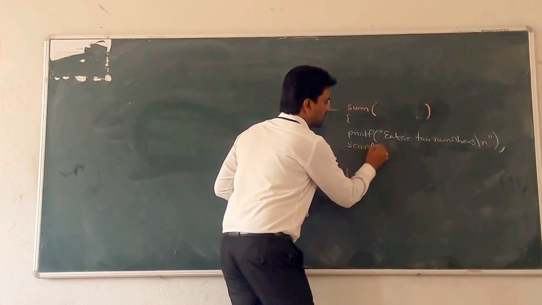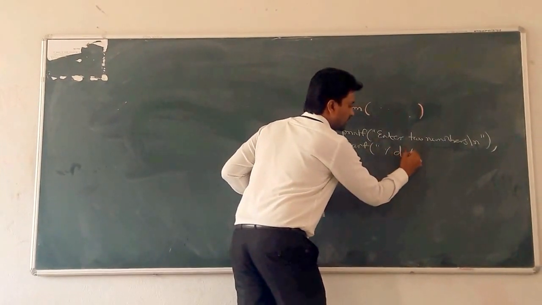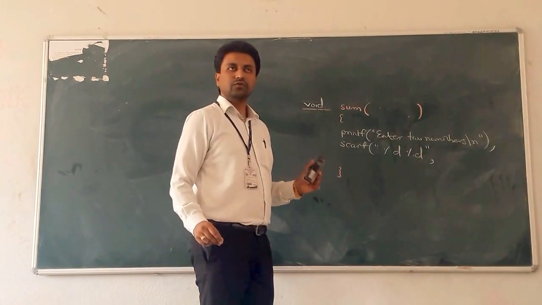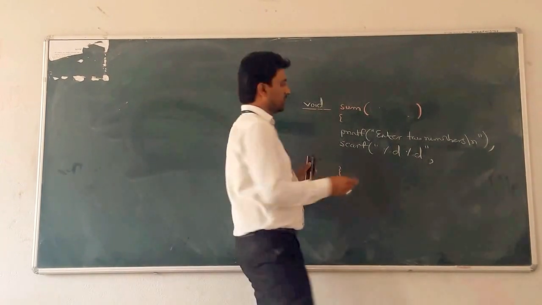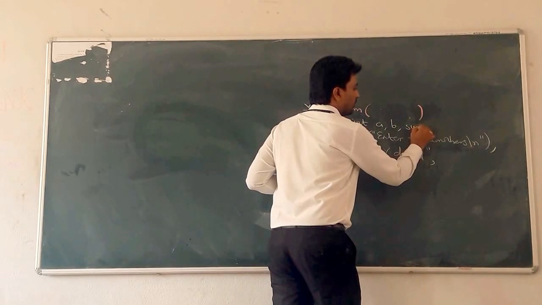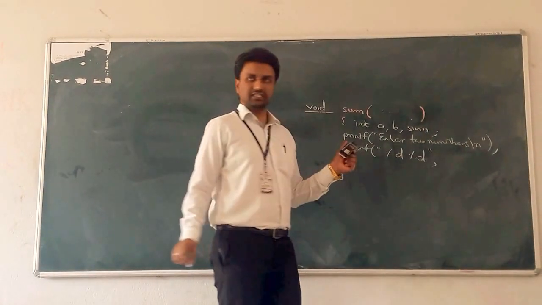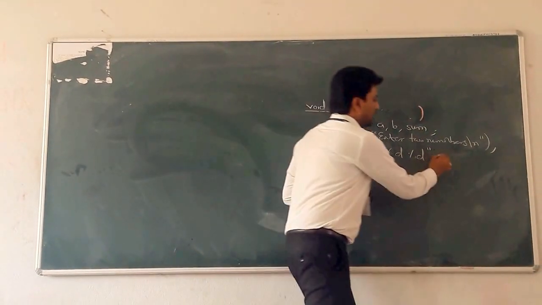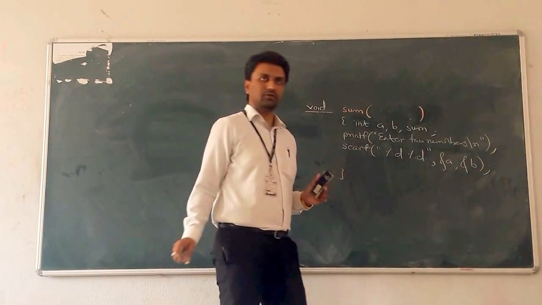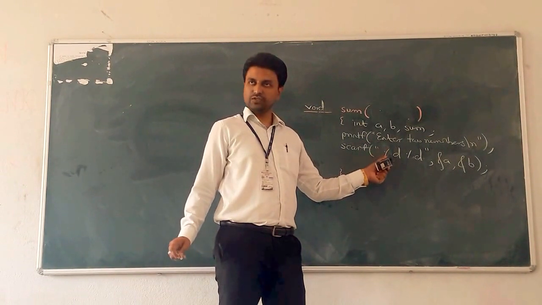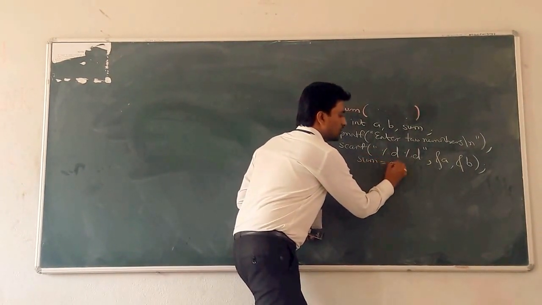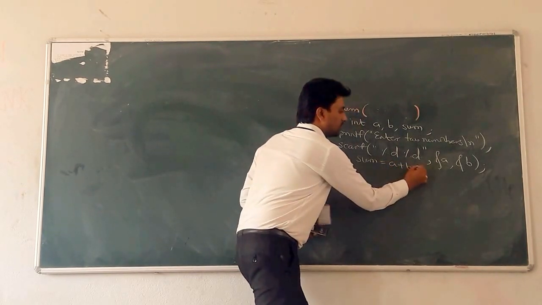After that, scanf, "%d %d" double quotes complete, comma. Now what do you want? Two variables. So declare two variables a, b, and one for storing the sum. Next, address of a, comma, address of b, semicolon. So take two numbers from the user and make the addition, simple. How to make the addition? s equals a plus b, semicolon.